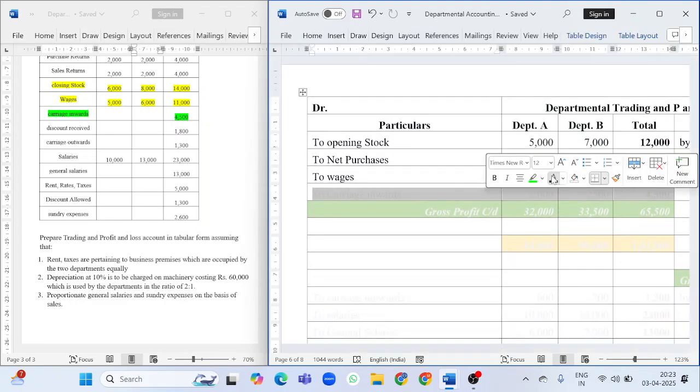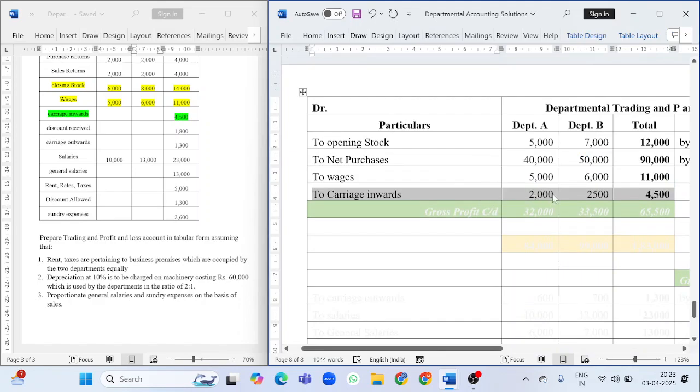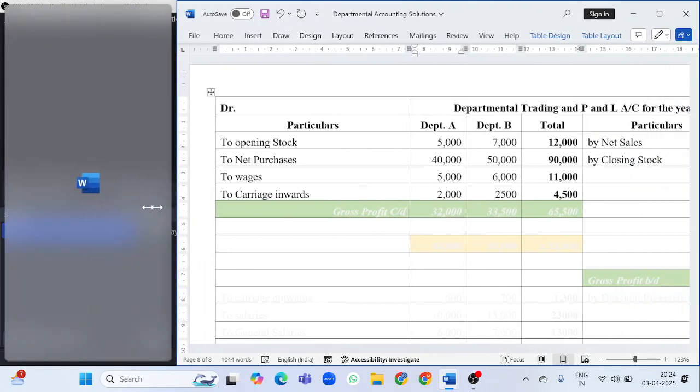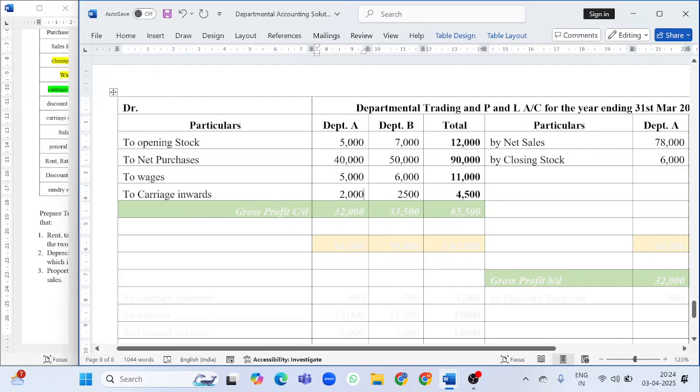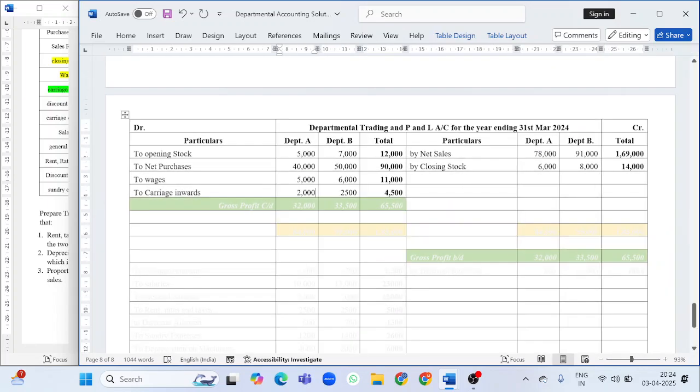So carriage inwards, department A it is 2,000, department B it is 2,500, and the total is 4,500. Clear? Now there is not much information, there is no other information which has to be shown in the trading account. So let us do the total of the trading account.